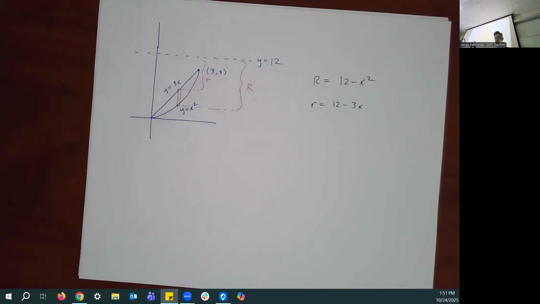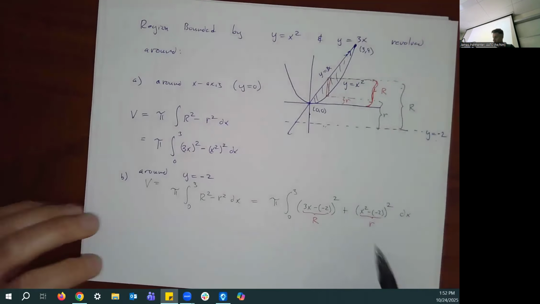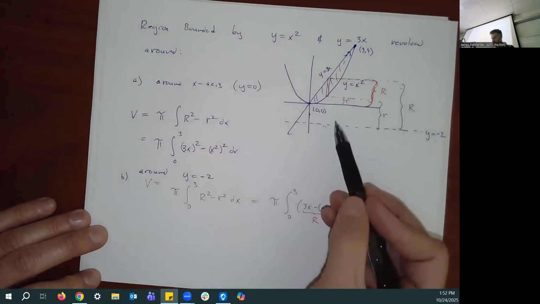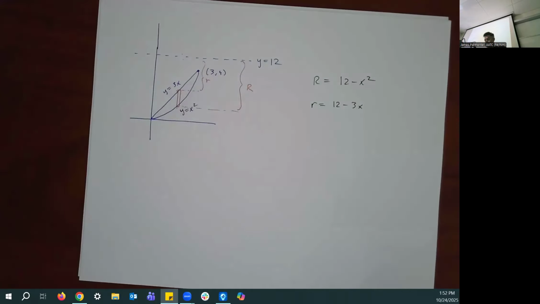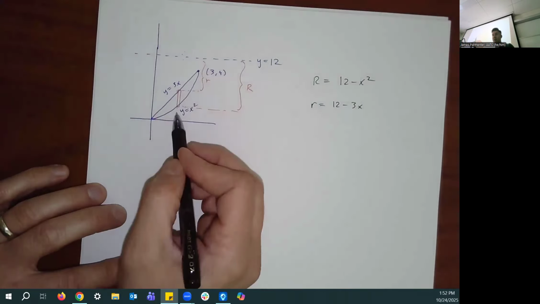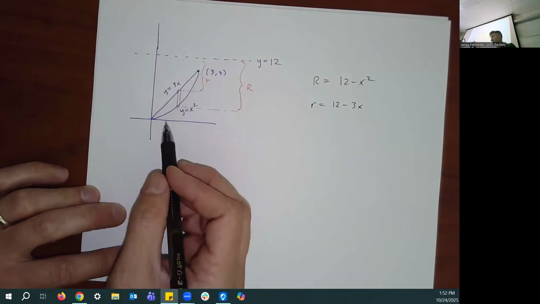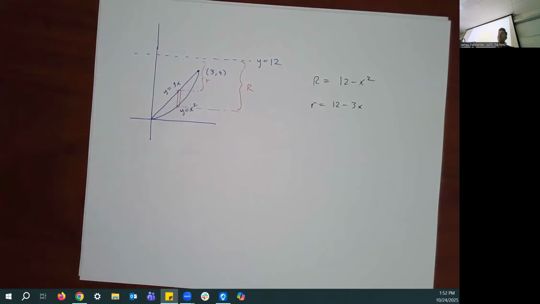So in the previous example, we found our radius by doing the higher thing minus the lower thing, which was the function minus the axis of rotation. In this example, we're doing the bigger thing minus the lower thing, which is the axis of rotation minus the function. So here, the formula is still the same.